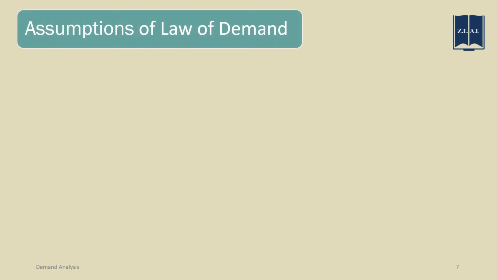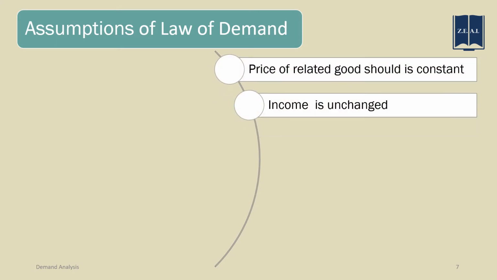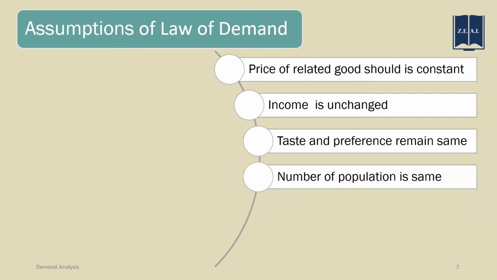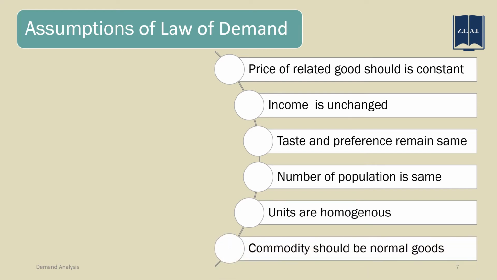There are some assumptions of the law of demand. Law of demand holds true only if these factors are in place. They are: the price of related goods should be constant. The income of the consumers remains unchanged. Consumers' taste and preferences remain the same. Number of the population remains the same. All the units of the goods are homogeneous. And commodities should be normal goods.